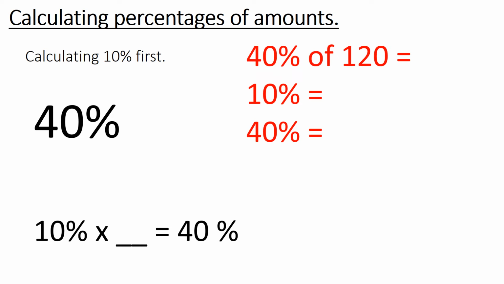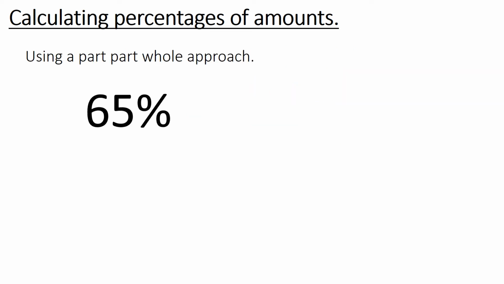If we wanted to find 40% of 120, we could find 10% by dividing that number by 10, which would give us 12, and then times 12 by 4 to get 48. The answer is 48. 40% of 120 is 48.